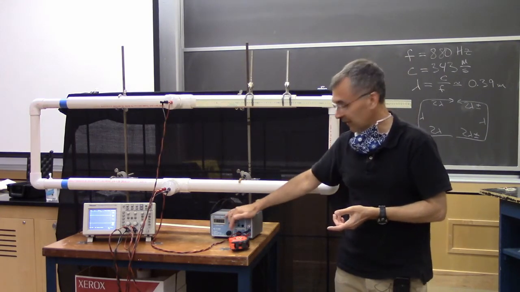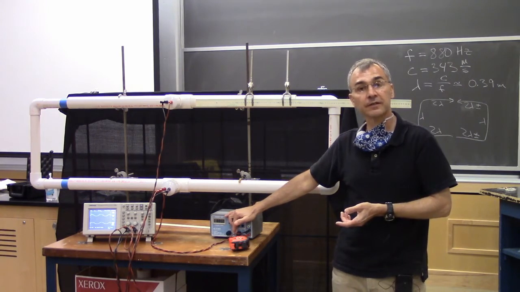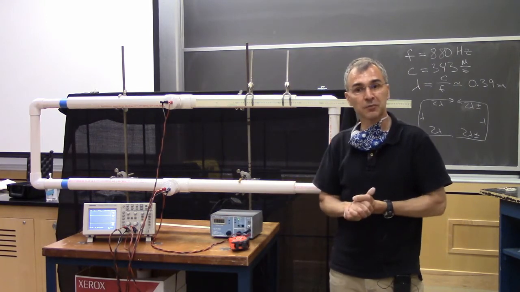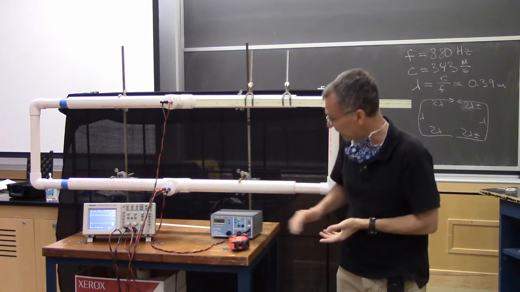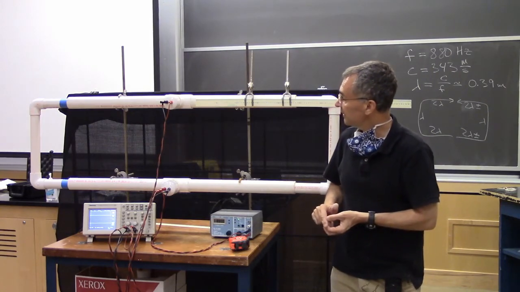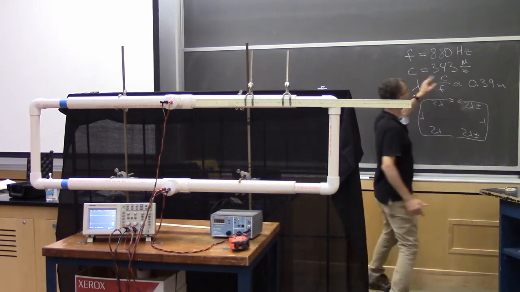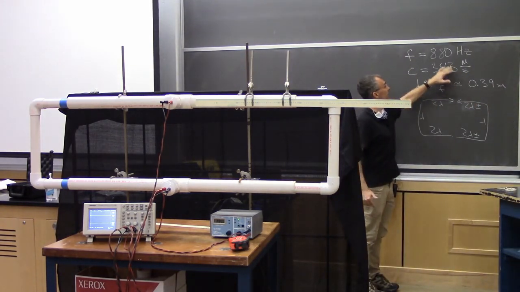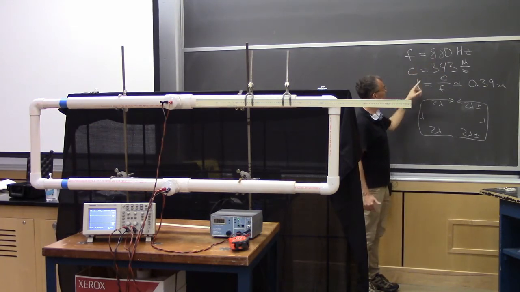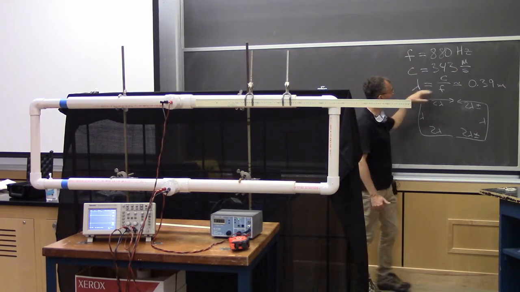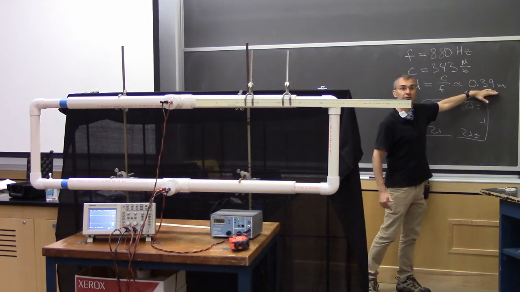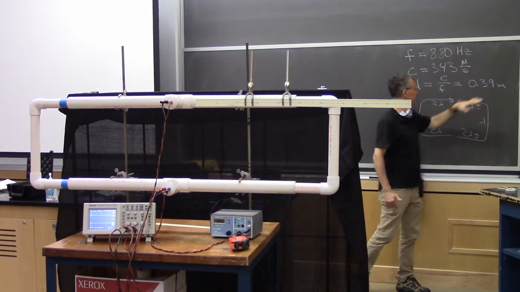This kind of obnoxious sounding tone that you hear is 880 hertz, so that's A5, the A above the A above middle C. And the speed of sound in room temperature air is 343 meters per second. So a wave of 880 hertz frequency in room temperature air has a wavelength, speed of sound divided by frequency, of 39 centimeters. So a little less than 4/10 of a meter.